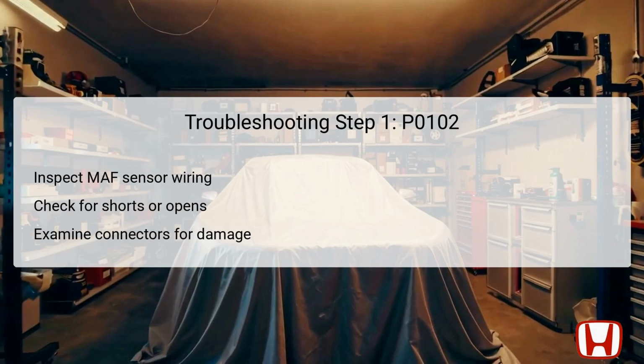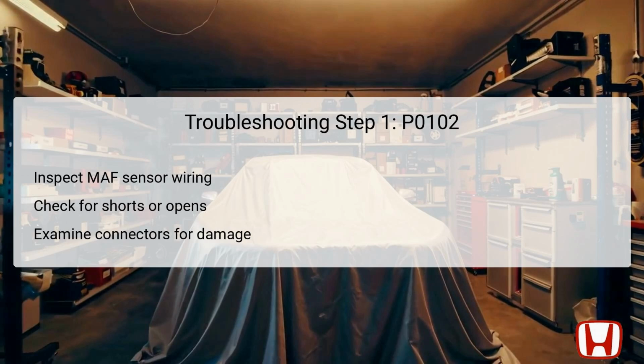For the first step in troubleshooting DTC P0102, it is crucial to inspect the wiring and connectors associated with the MAF sensor thoroughly. Begin by examining the wires for any visible signs of wear, fraying, or damage that could potentially cause a short or open circuit. Pay especially close attention to the connectors. A corroded or loose connector can lead to inadequate electrical performance.